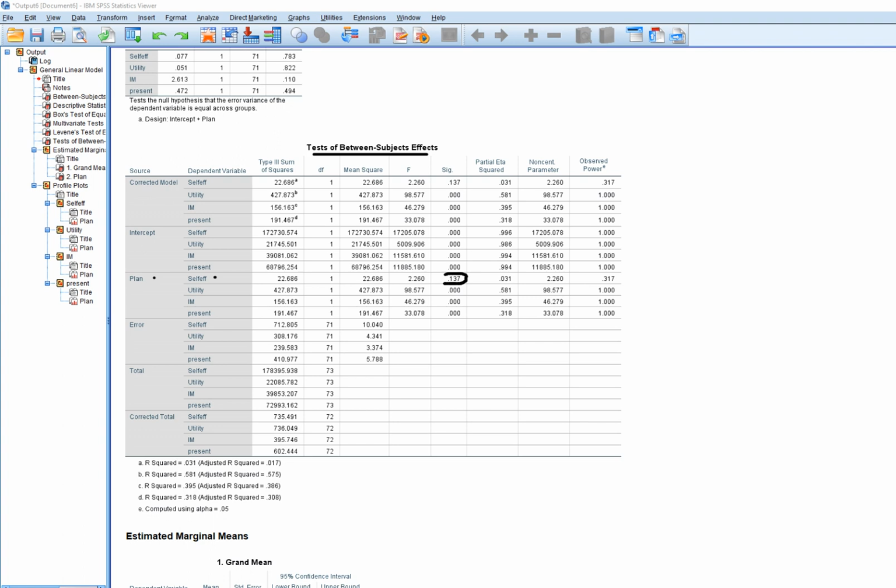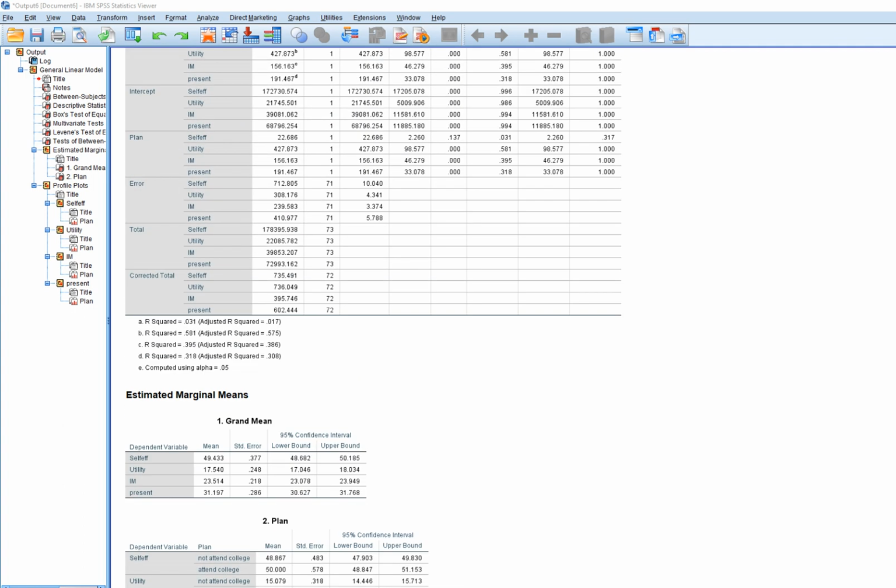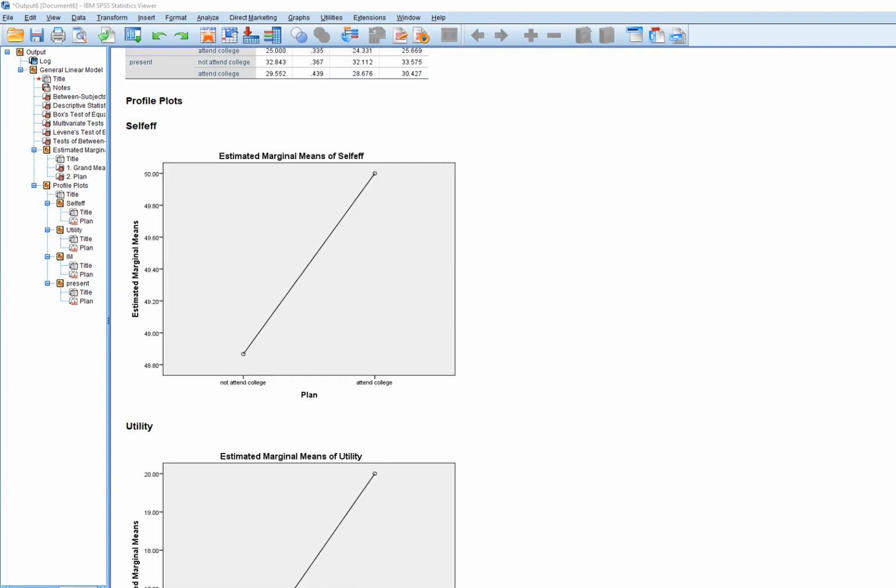You can see that there was no significant difference between the two groups on self-efficacy. There was a significant difference between the two groups when it comes to perceived utility, with intrinsic motivation, and with present orientation. We had pretty much a small effect for self-efficacy and considerably larger effects with respect to utility, intrinsic motivation, and present orientation. So that's one follow-up that we can theoretically carry out to the MANOVA.